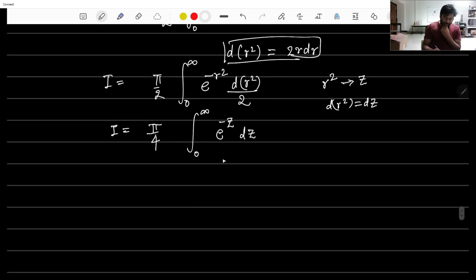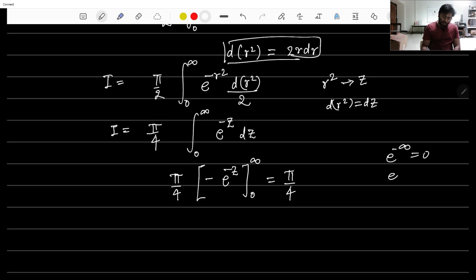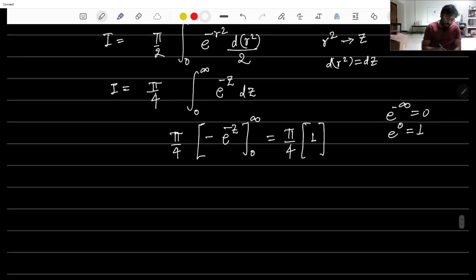Now you do the integration of e to the power minus z, which is nothing but e to the power minus z with a minus sign. So a minus sign comes outside, and you take the limit from 0 to infinity, which is pi by 4. You first put infinity, then e to the power minus infinity is 0, and e to the power 0 is 1. So this becomes 1. So I is equal to pi by 4, correct.